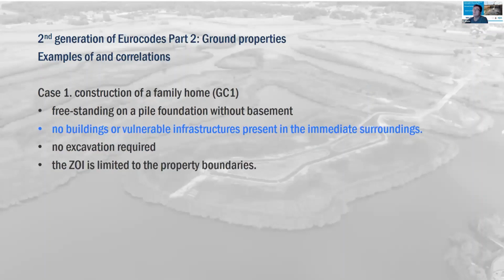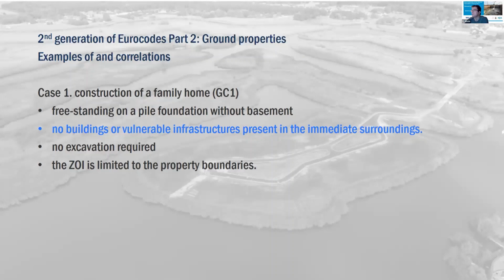So let's have a look at the examples we worked through based on part 2 of Eurocode. The first is quite simple. It's the construction of a family home, geotechnical category 1. It's a freestanding house on a pile foundation without a basement. No buildings or vulnerable infrastructures present in the immediate surroundings. No excavation is required. So the zone of influence, first estimated, is limited to the property boundaries.